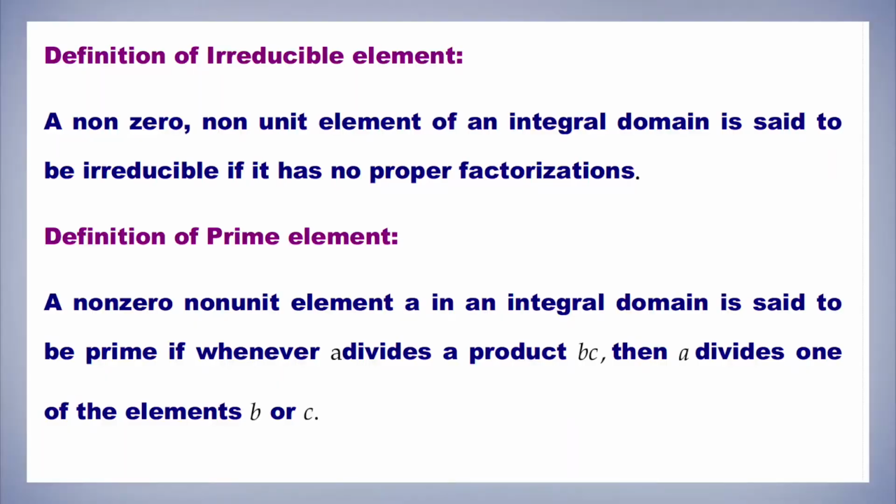The upcoming definitions will describe irreducible elements and prime elements. Let us see those definitions. Definition of an irreducible element: a non-zero, non-unit element of an integral domain is said to be irreducible if it has no proper factorizations. The definition of a prime element: a non-zero, non-unit element A in an integral domain is said to be prime if whenever A divides a product BC, then A divides one of the elements B or C.